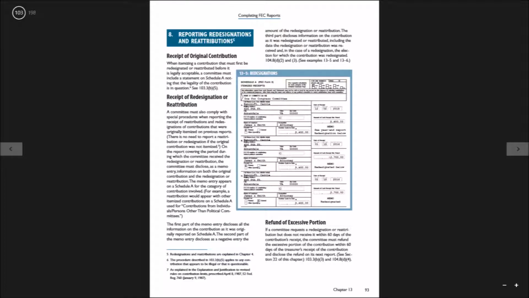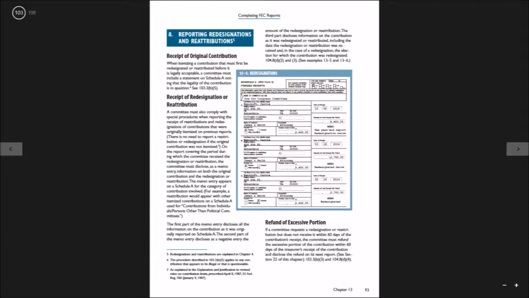Section 8. Reporting redesignations and reattributions. There's a picture there you should check out on the last page. Receipt of original contribution. When itemizing a contribution that must first be redesignated or reattributed before it is legally acceptable, the committee must include a statement on Schedule A noting that the legality of the contribution is in question.